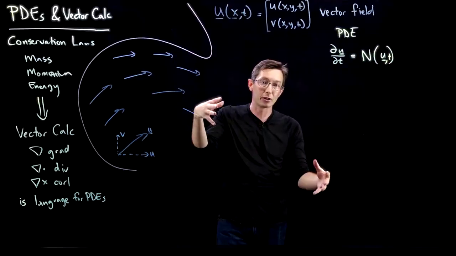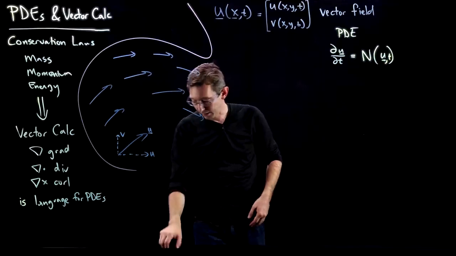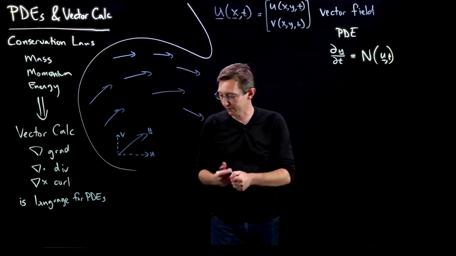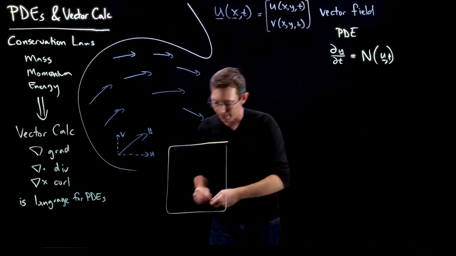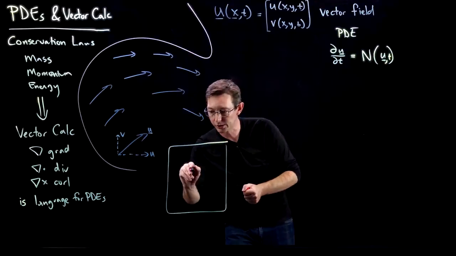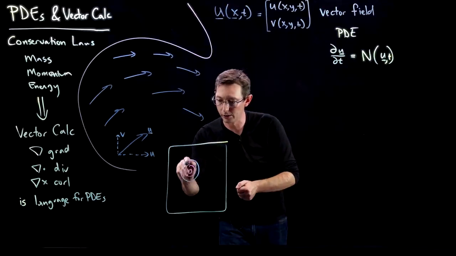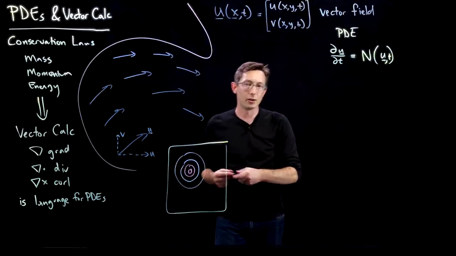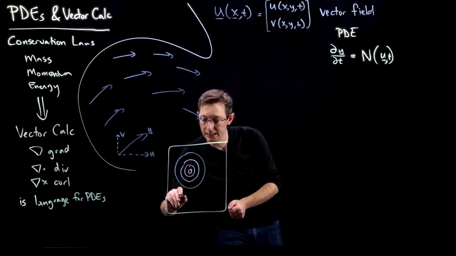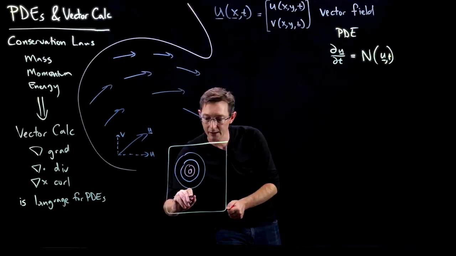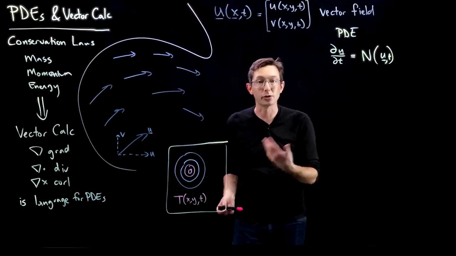For example, the temperature in a metal plate, if I hit it with a blowtorch in the middle of that plate, maybe I'll draw that. So if I have some metal plate here, and I hit it with a blowtorch, so I have some kind of hot pattern here, and then it gets cooler and cooler out here. And I want to solve for that temperature distribution. Let's call that big T as a function of x and y and time. That is, again, the solution of a partial differential equation.